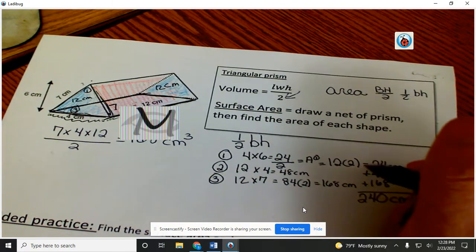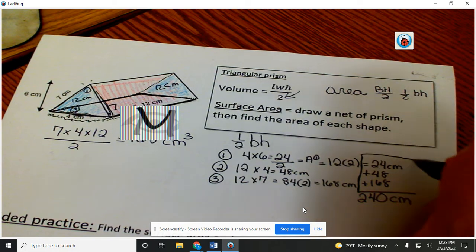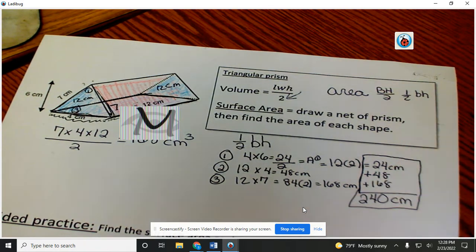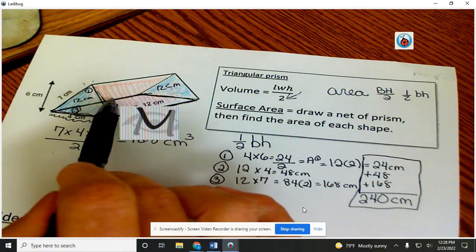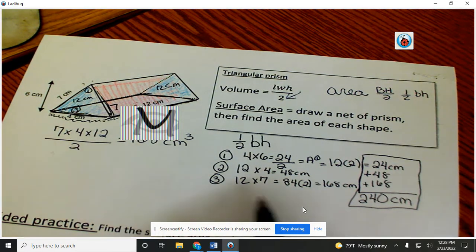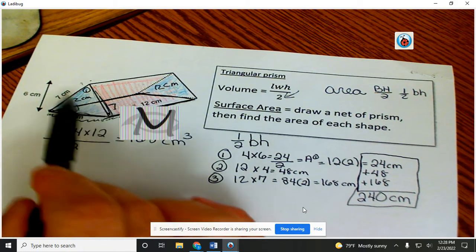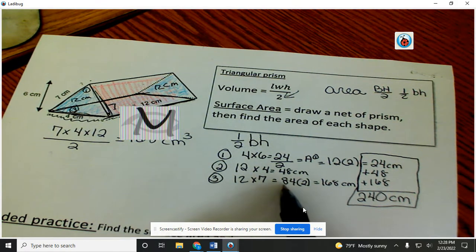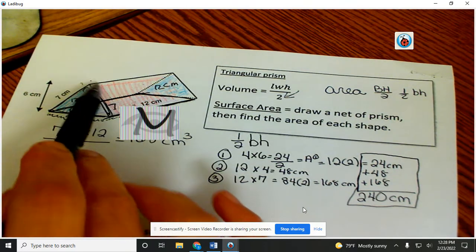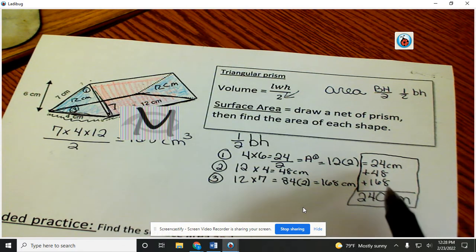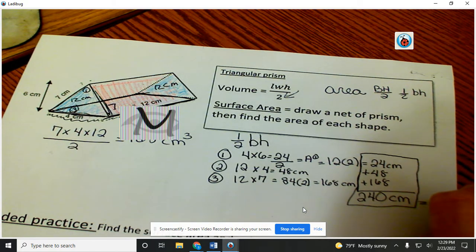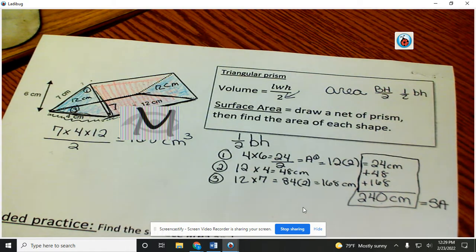I'm setting up my area where I'm adding everything together right here. Then we found my two other sides, which we colored in a different color, and that's 12, which is here, times 7, because we got that 7 from the other side, and that gave us 84. We have two sides of that, and that gave us 168. So if I add the 24 plus the 48 plus the 168, it gave me 240 centimeters, which is the surface area of this triangular prism.